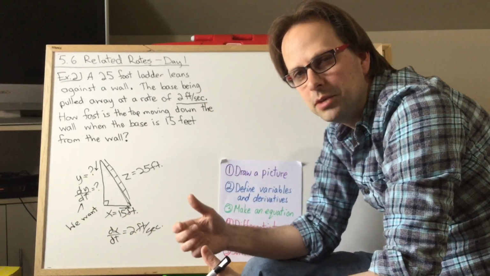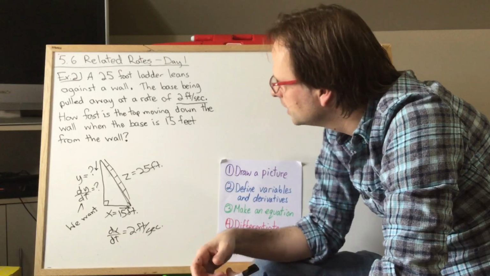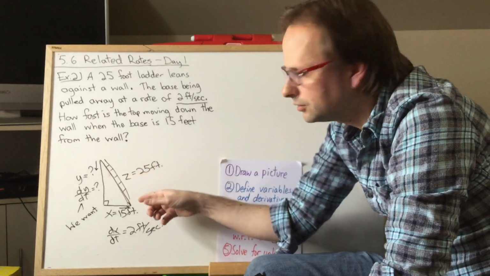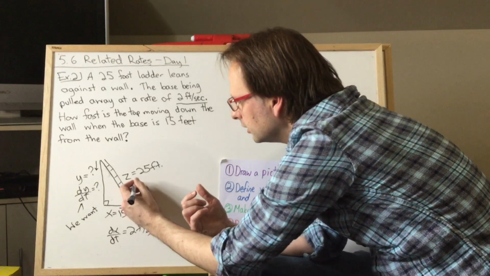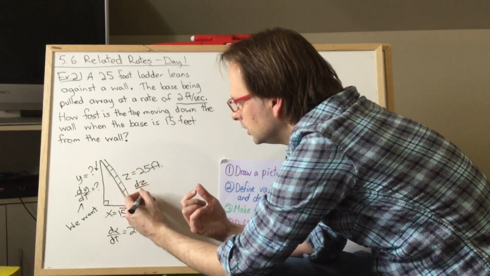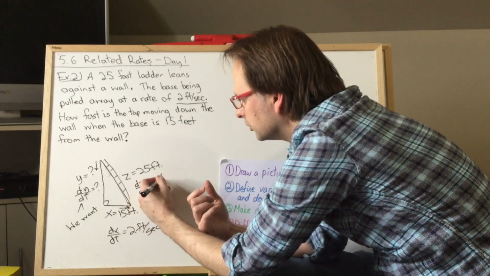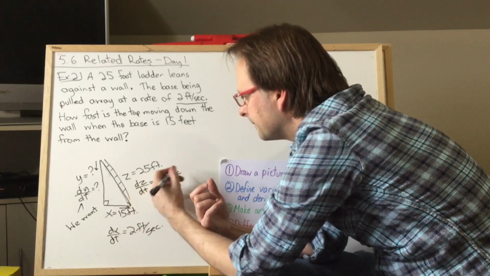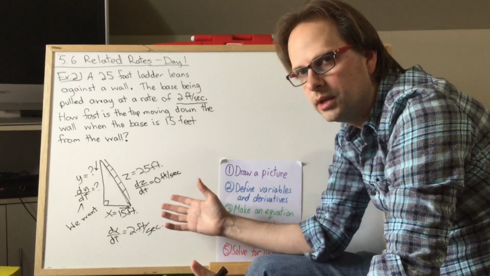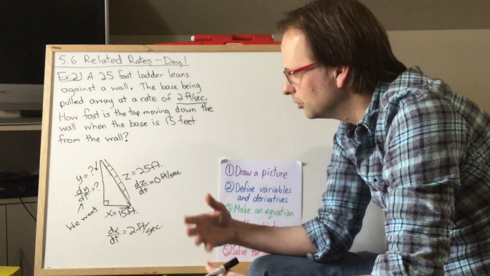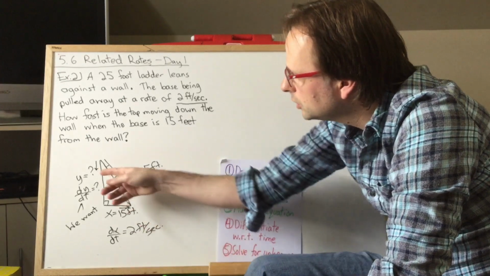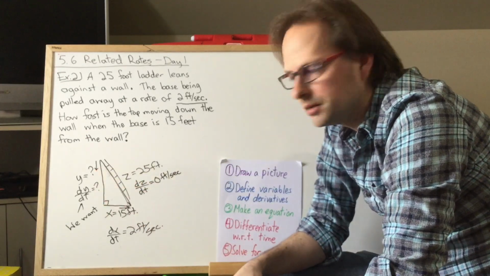There's another sneaky piece of information that's in there. The ladder itself is not changing size at all. So because it's not changing size, its derivative would be 0 feet per second. Now we have two unknowns. That's not a great position to be in. It's better than having a bajillion unknowns. But we don't know y or dy/dt.